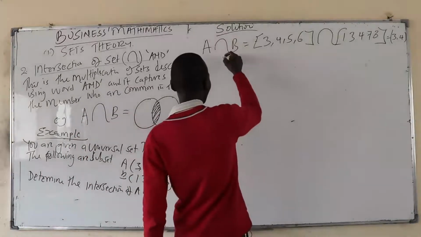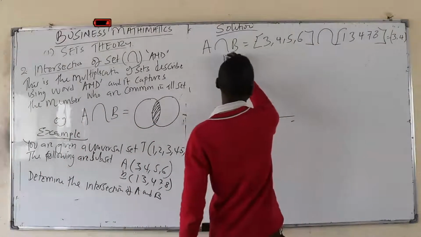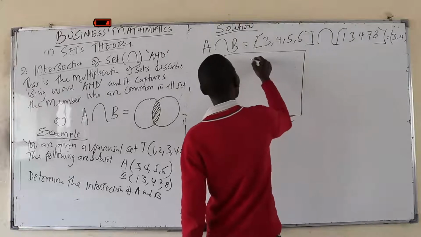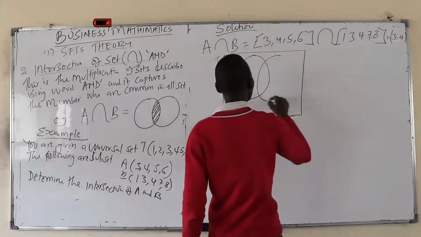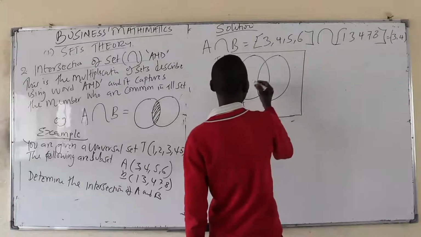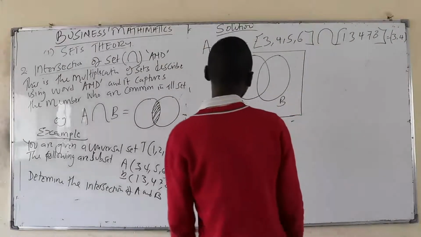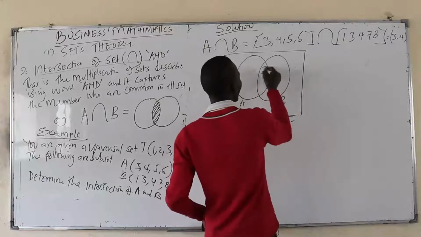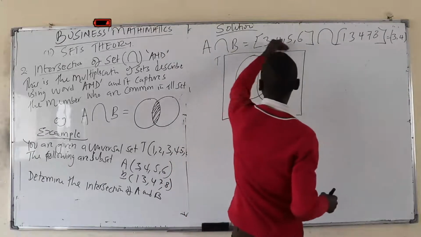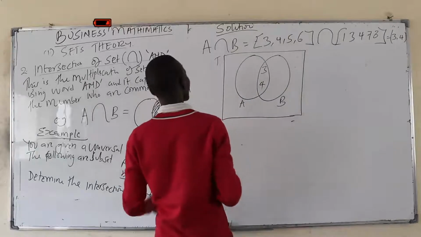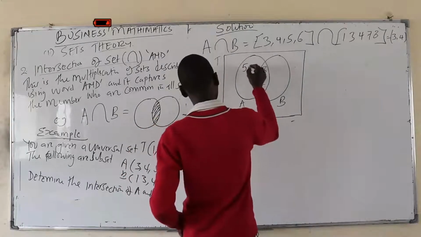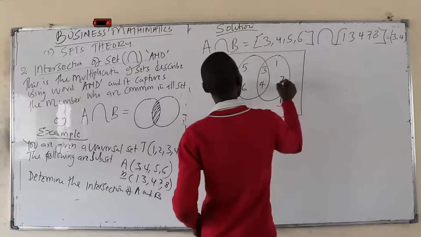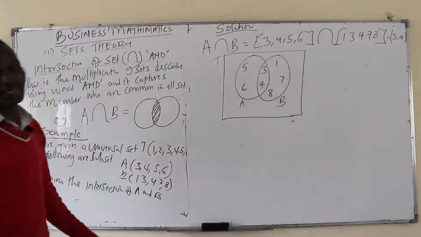The following are the subsets, whereby you are told A has these elements: 3, 4, 5, and 6. And B has 1, 3, 4, 7, and 8. So the question is: determine the intersection of A and B.